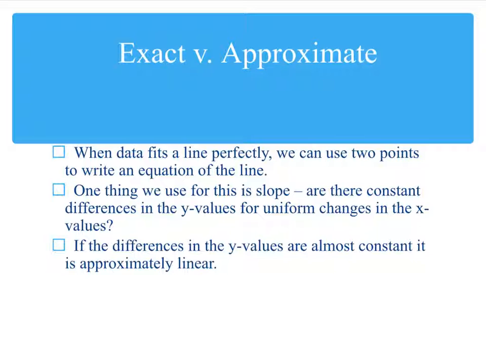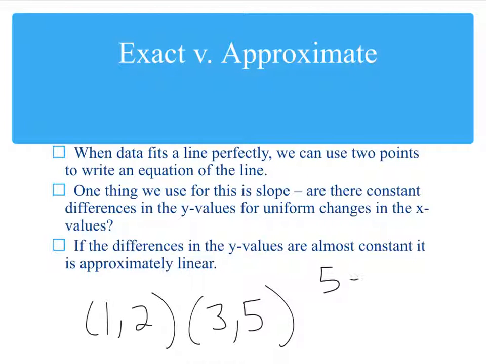When data fits a line perfectly, you can use 2 points to write an equation of a line. And so when you first go to write that equation, you need to find the slope. So I might have the points (1, 2) and (3, 5). And we would subtract the y values, and we would subtract the x values. The key when you're finding slope is that you're looking to see if there's a constant difference in the y values for a uniform change in x values.